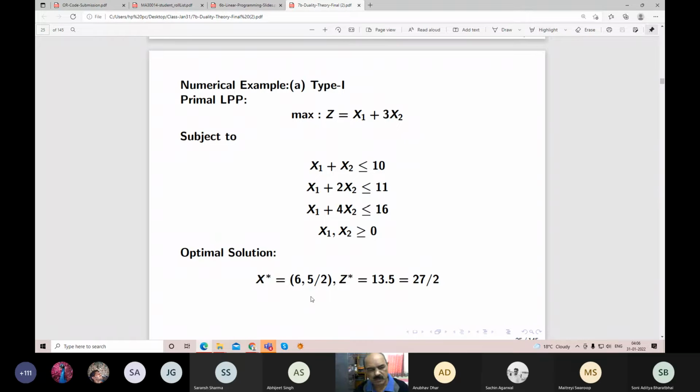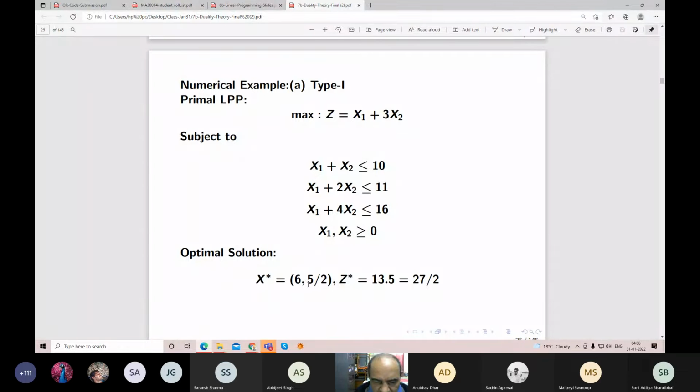Let us say we are applying the simplex method and finding the solution. Already we have got the solution earlier. If you apply it, you will also get the same solution. So please verify. The solution is X1 equals 6, X2 equals 2.5, that is 5 by 2, and the maximum value equals 13.5, that is 27 by 2. Okay. So if you substitute in the first constraint, what is happening?